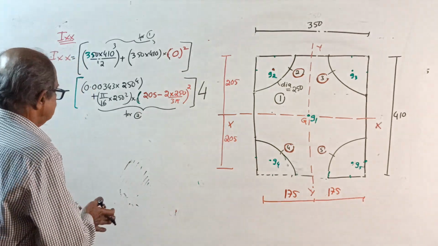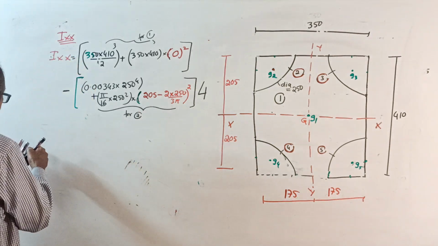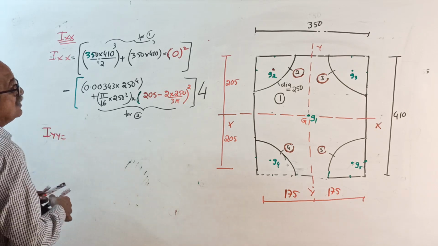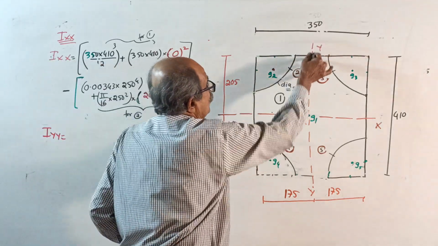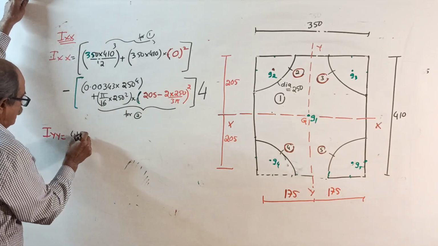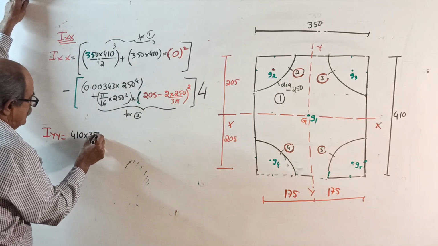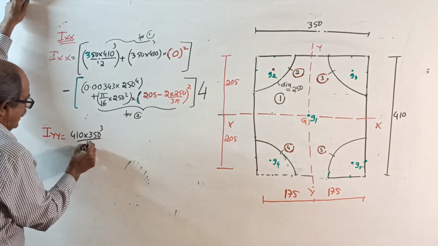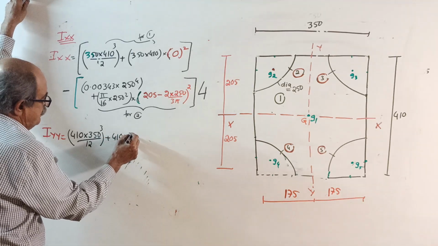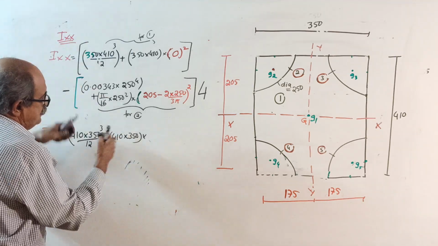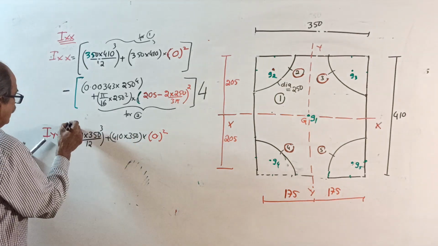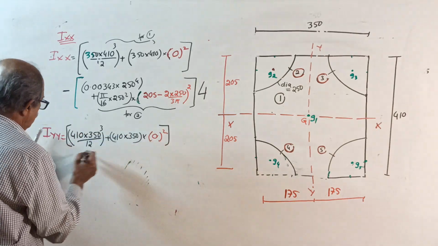Get the answer. Now I about YY. Start the same way: I about YY equals 410 into 350 cube by 12, which is Ig, plus area. 410 into 350 is the area, into 0 squared. This is for 1. That much common sense is required now.